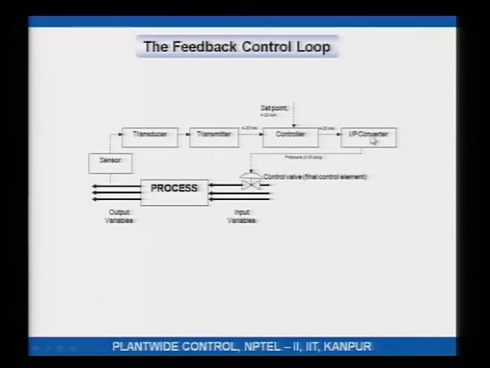Now, in chemical processes, the manipulated variable is typically some flow somewhere. For example, you would be manipulating the steam flow into a heat exchanger in order to keep the temperature of a process stream at its desired value. Alternatively, you may be adjusting the cooling water flow in order to cool a stream, and so on and so forth. So, typically what gets adjusted or manipulated in order to hold an output at its set point is some flow somewhere in the process.